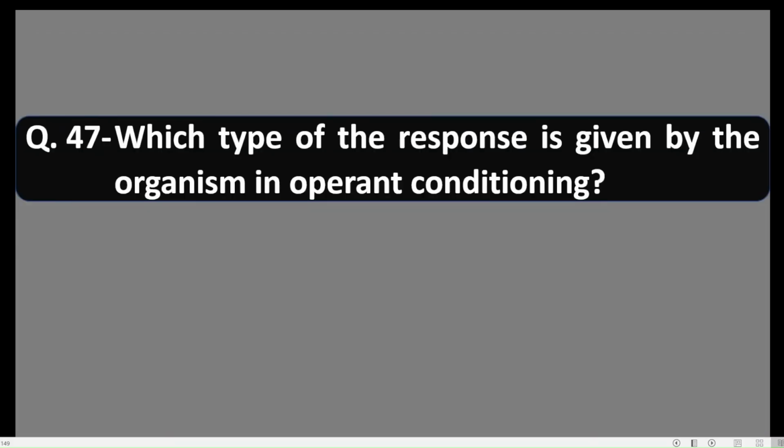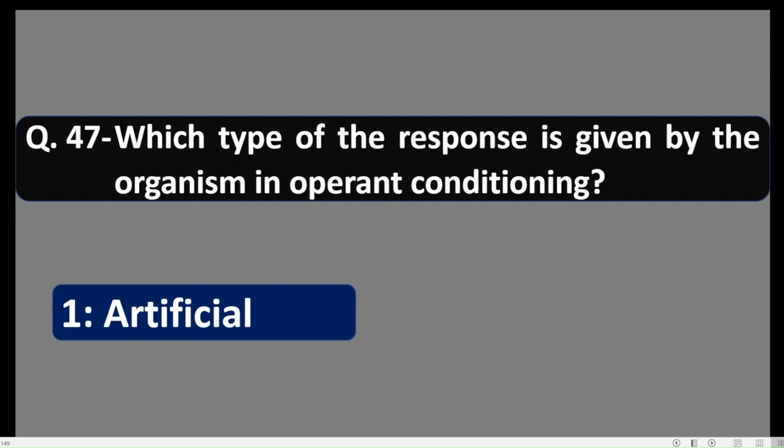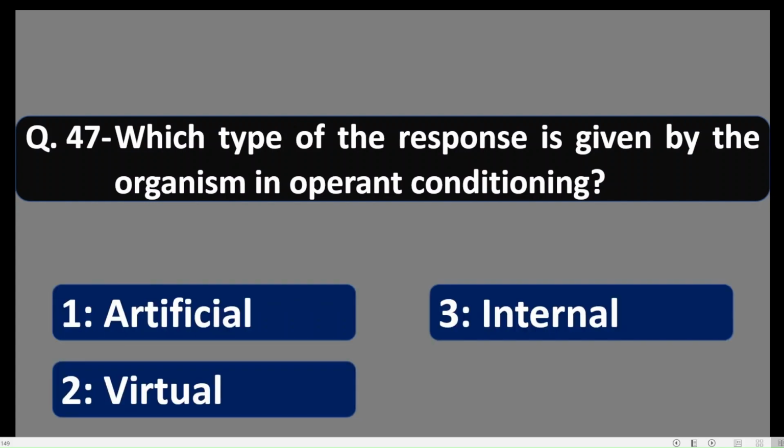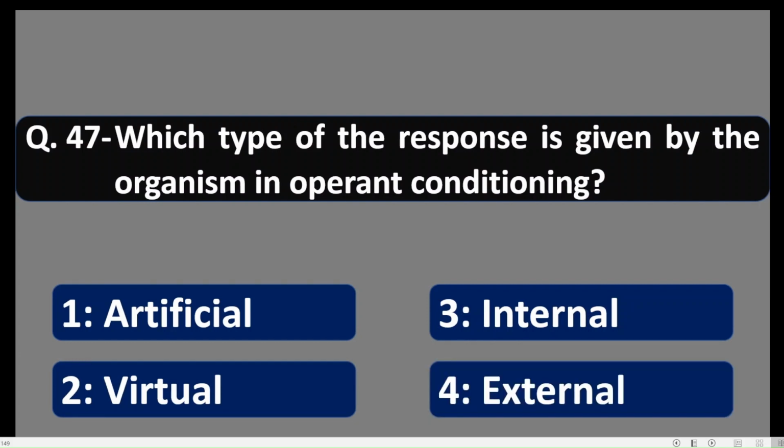Question number 47. Which type of response is given by the organism in operant conditioning? Number 1, artificial. Number 2, virtual. Number 3, internal. Number 4, external. Friends, in operant conditioning, external response is given. Option number 4 is correct. In classical conditioning, internal response is given. We have to remember that.